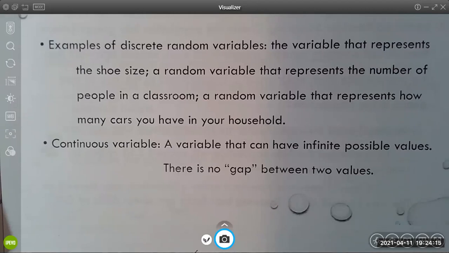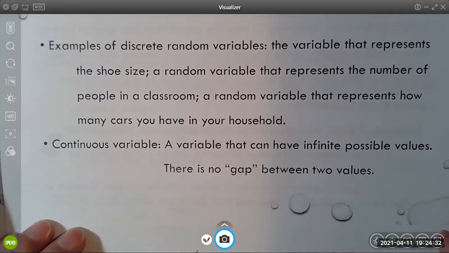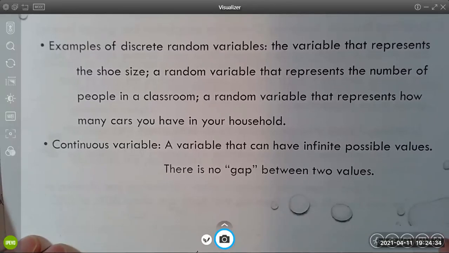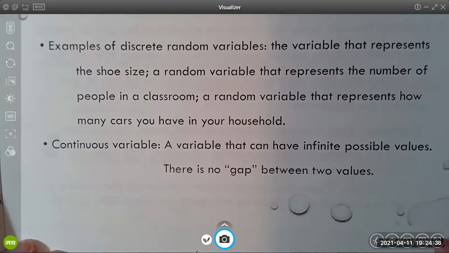At the same time, think about that. This variable represents the number of people. Can you insert a number in between two numbers? For example, between 10 and 11 people, can you insert another number in between, like 11.5 people? Doesn't make sense anymore, right? So that's one of the characteristics of a discrete random variable. You cannot just insert numbers in between.